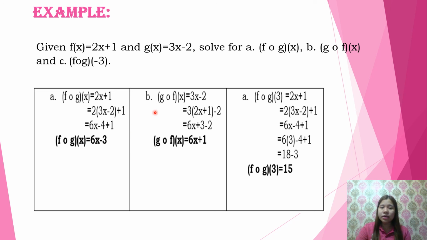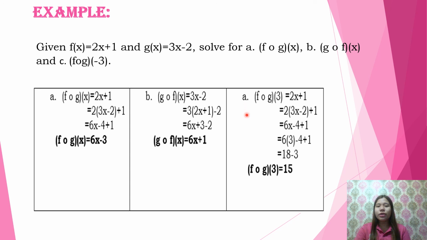For letter B, g of f of x. So, isulat muna yung equation ng g of x, which is 3x minus 2. And then, x will be replaced by the value of f of x, so we have 2x plus 1. 3 times 2x is 6x, and then 3 times 1 is 3, and then minus 2. So, write 6x, and then 3 minus 2 is 1. So, we have here 6x plus 1.